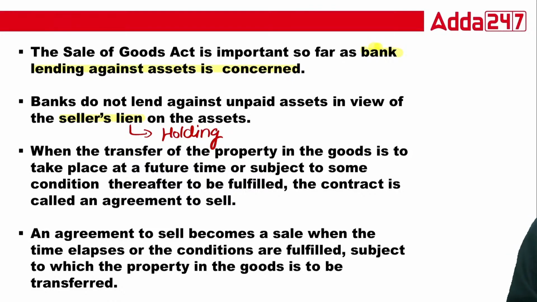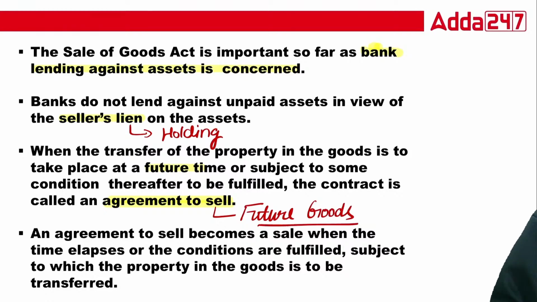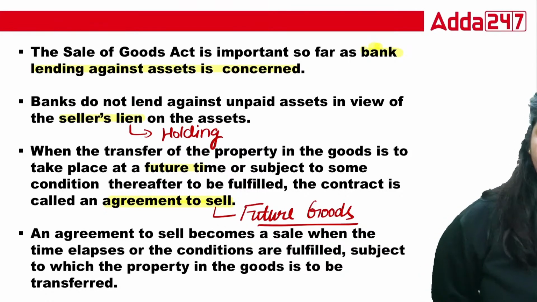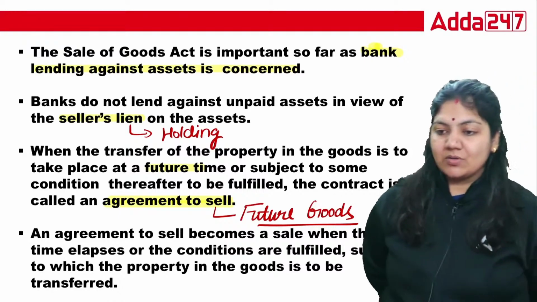So class, when the transfer of property in the goods is to take place at a future time and subject to some condition thereafter to be fulfilled, the contract is called an agreement to sale. This is very important. So class, agreement to sale, we can say this is called future goods. Important one. Okay, agreement to sale, that is called future goods.